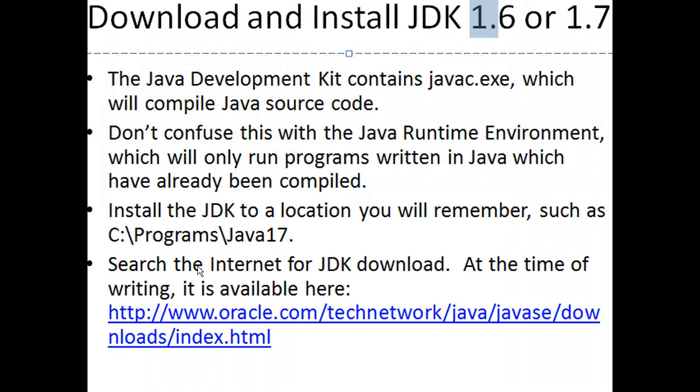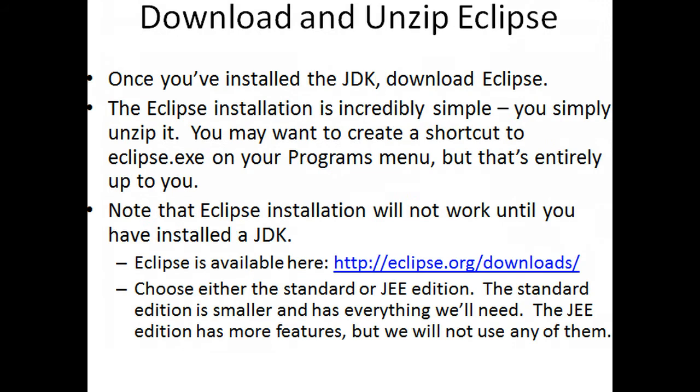When we write the program, it makes sense to us, but we need the program to make sense to the computer. And for the program to make sense to the computer, we have to compile it from Java to machine language. And that's what the JDK does. It compiles our program. So this is something we need before we do anything. We have to download and install the JDK. Okay? After that, we can install Eclipse.